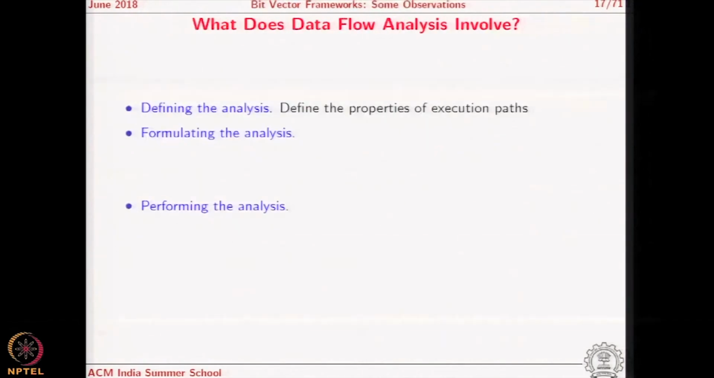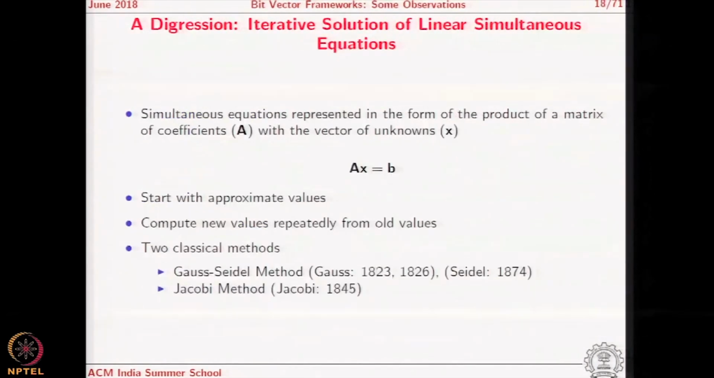Okay. So, this is what we saw. So, here is a small digression on iterative solution of linear simultaneous equations. These are simultaneous equations represented in the form of a product of a matrix of coefficients A with the vector of unknowns, and we write it as Ax = B.